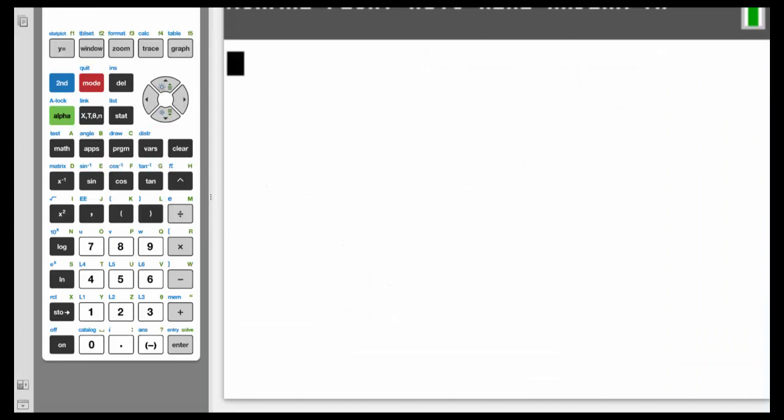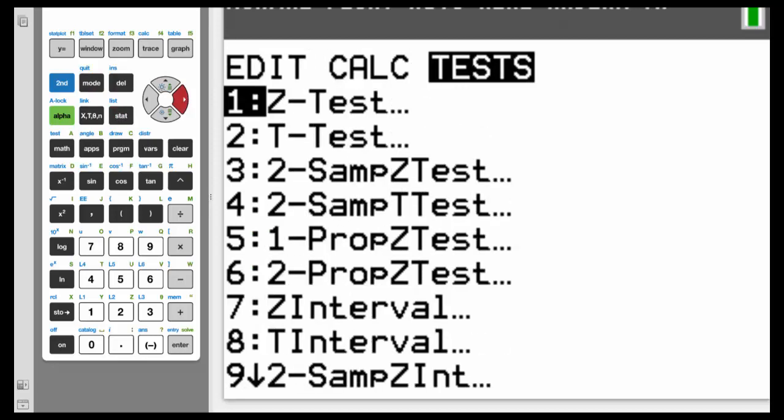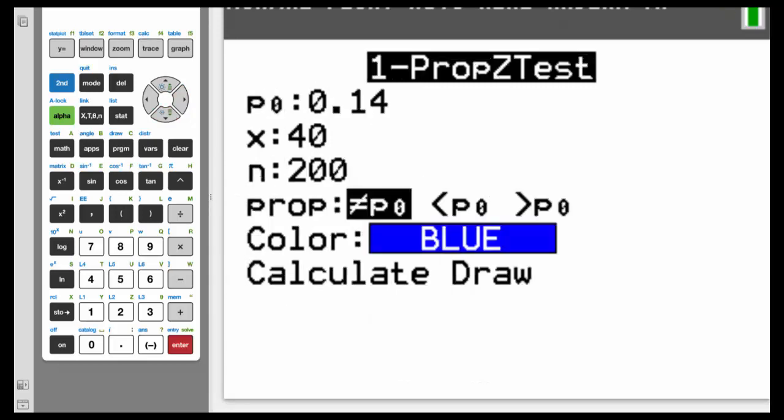Okay, now that you have the calculator, how do we do this? Hit Stat, highlight Tests, and then we're going to look for 1-PropZTest, which in our case is number 5. Hit Enter. The P is 0.14. The X is 40. The N is 200. It's not equal to P sub 0. Highlight Calculate and hit Enter.